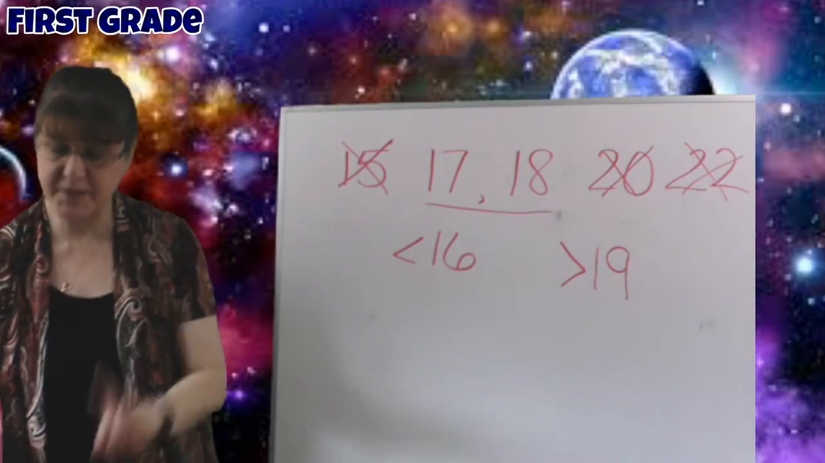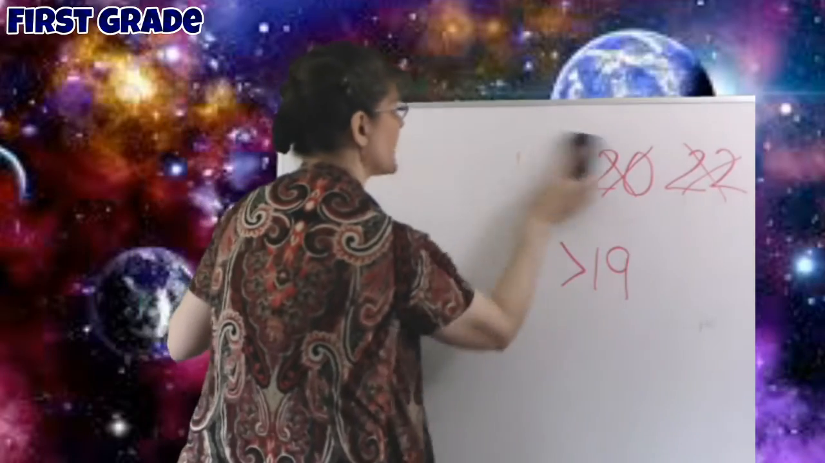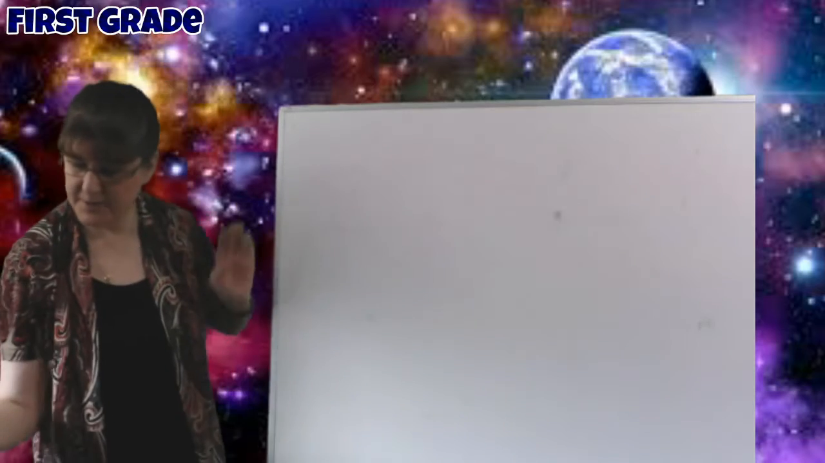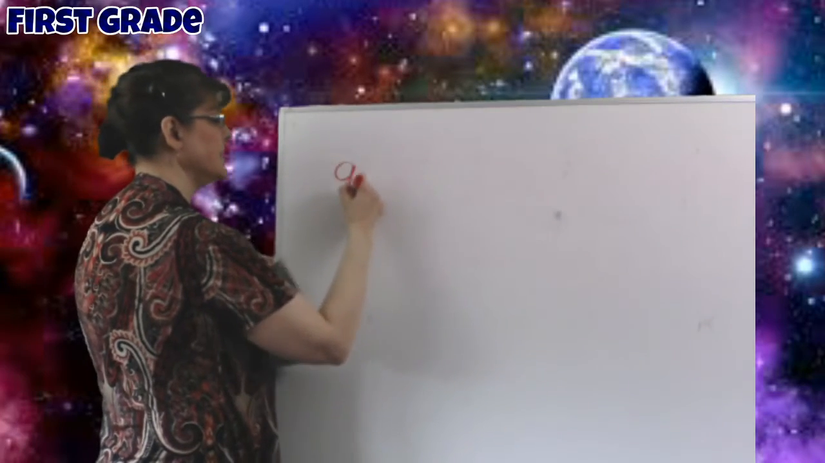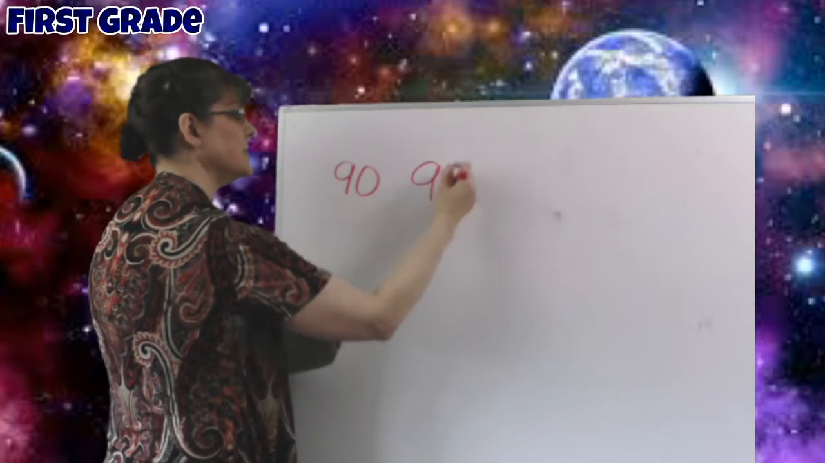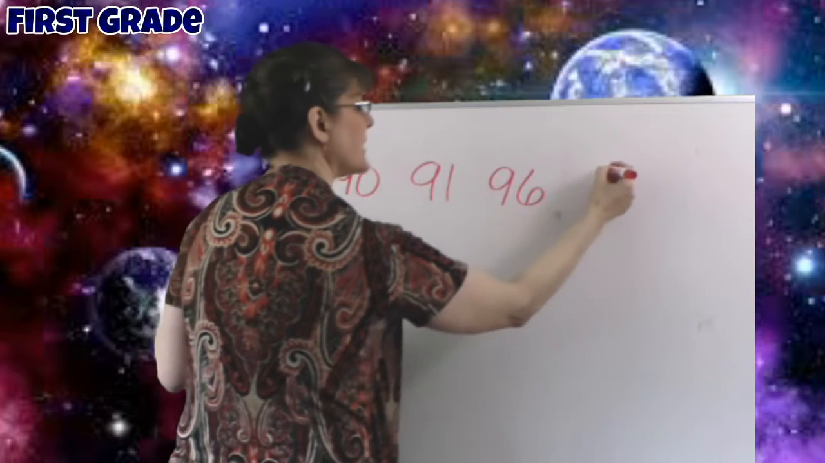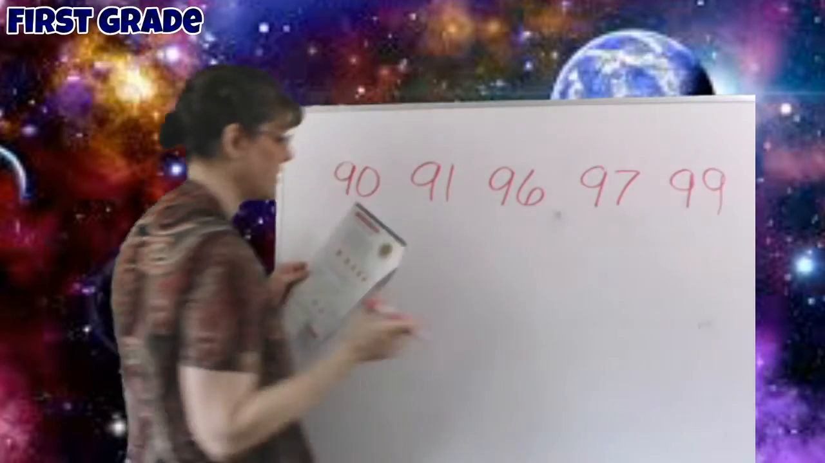Now be careful because the next question doesn't want you to cross out. This time they want you to circle the numbers. Listen to this story. Carol has these number cards. Carol has a 90, 91, 96, 97, and 99.